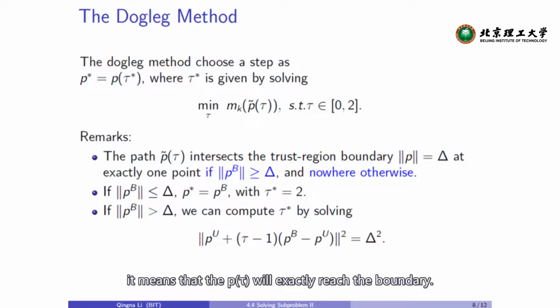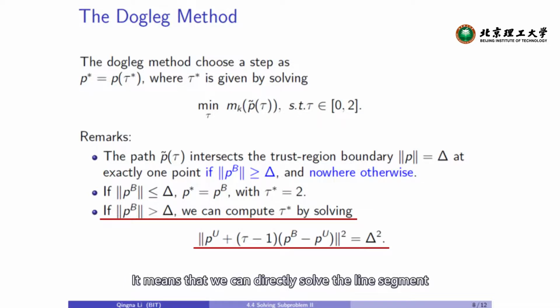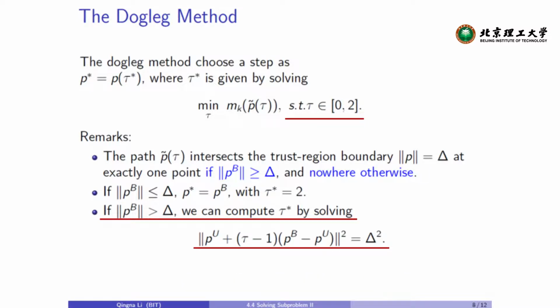Otherwise, it means that p tilde tau will exactly reach the boundary. It means that we can directly solve for the line segment to intersect with the trust region radius. So we solve this equation with respect to tau, which is a quadratic equation, and we can find the root of this equation, which will give us the solution of tau. However, do remember that tau will lie between 0 and 2. It cannot lie outside of this region.